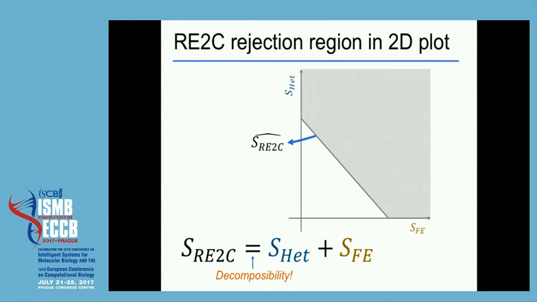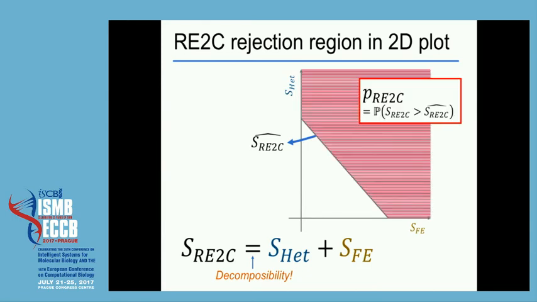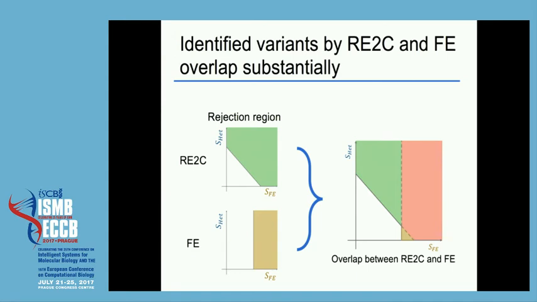To help you understand our motivation, we first illustrate how we assess the R2C p-value in the two-dimensional representation of S hat and SFE. When we have an observed R2C statistic, we can calculate the p-value by calculating the probability that SR2C is greater than the observed SR2C. Now we can map the rejection region of R2C in the two-dimensional representation, SFE and S hat. Here we map the rejection regions of two different methods, R2C and FE, and we combine the rejection regions into one in the figure on the right side.